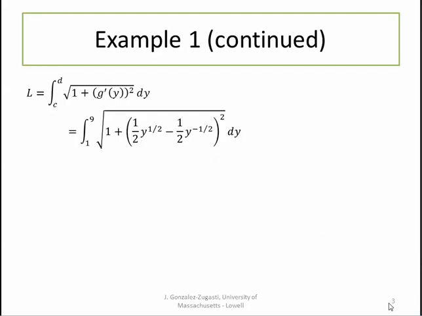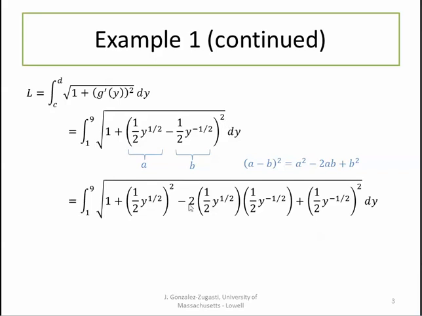Now when we square it, look at it this way. You could think of your first term here as being called a, and your second term here as being called b. So this is of the form a minus b all squared. Well, we know that a minus b squared is equal to a squared minus 2ab plus b squared. So when we expand this out, we get that this integral becomes the integral from 1 to 9 of the square root of 1 plus, here's your a squared, minus 2 times here's a times b plus what we called b squared.